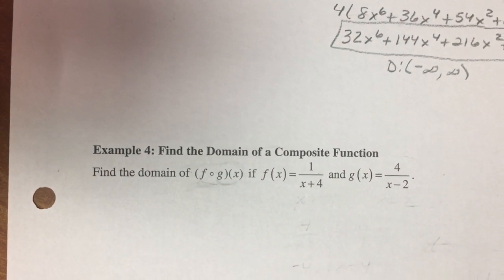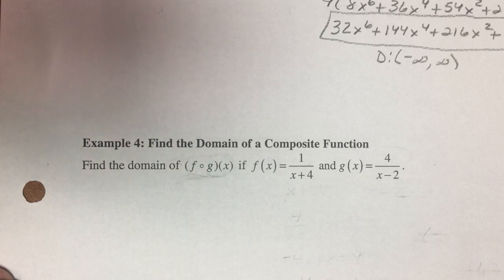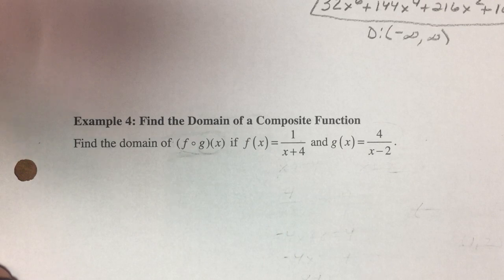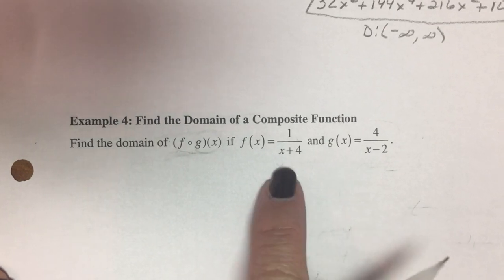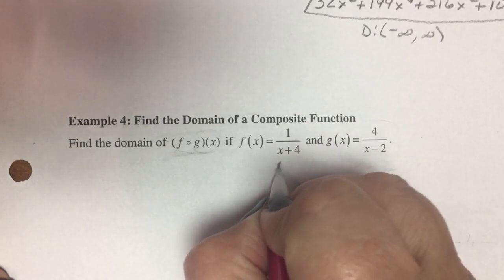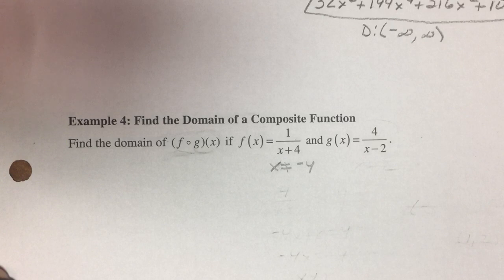Notice for example 4, first of all, they don't ask us to actually find the composition function. All they ask you to do is find the domain. So listen carefully and replay this 3 or 4 times if you need to. The first thing that you want to do is look at the domain of each of your individual functions, f and g. So if I look at this function, I know that my domain is going to be everything except for -4 to eliminate the possibility of the 0 in the denominator.